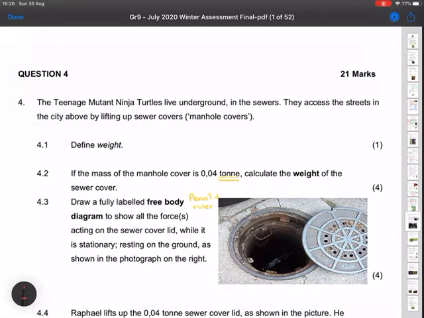Teenage Mutant Ninja Turtles live underground in the sewers. They access the streets in the city above by lifting up the sewer covers. We also know them as manhole covers. Define weight. Again, straightforward definition from your notes. The force with which all objects with mass exert on each other, or you could have also said the downward pull of the earth on all objects.